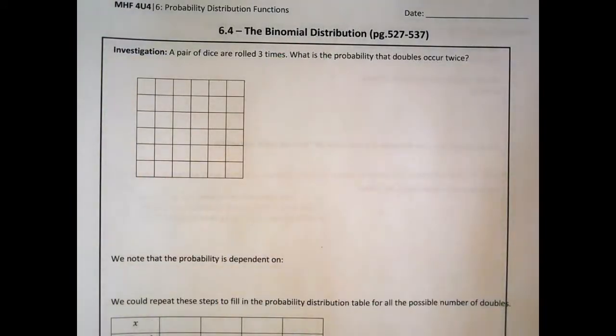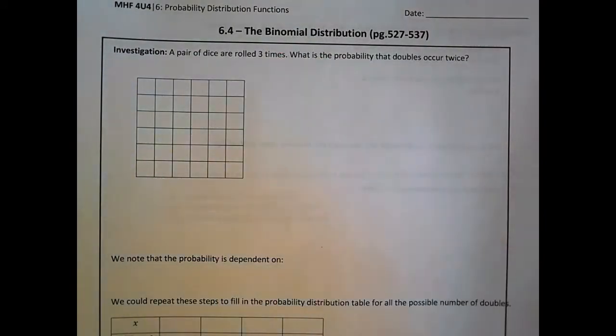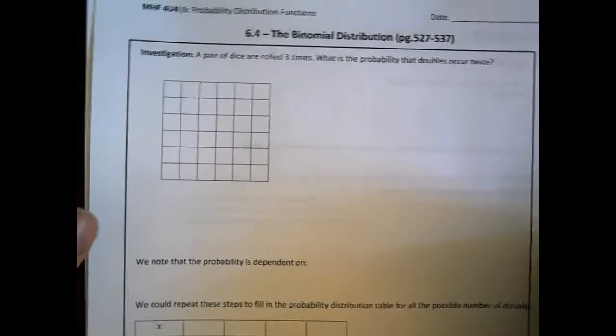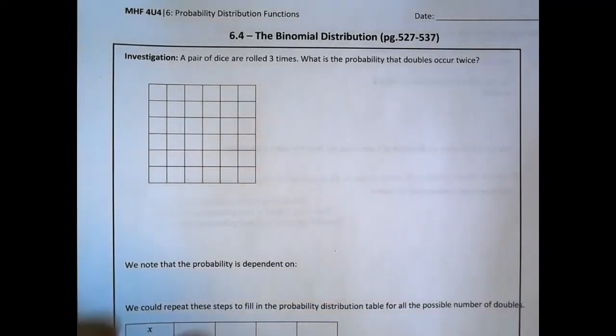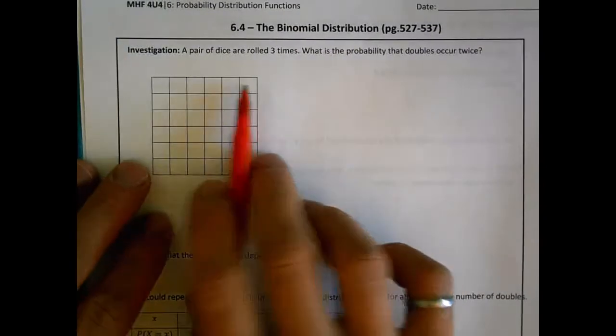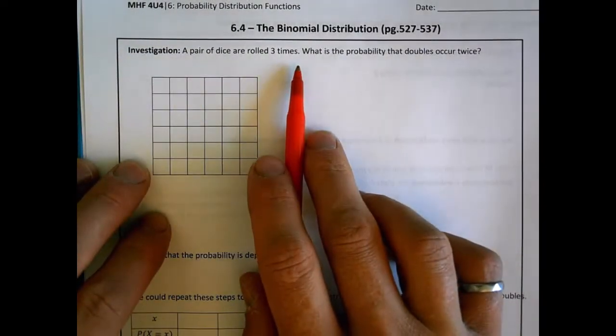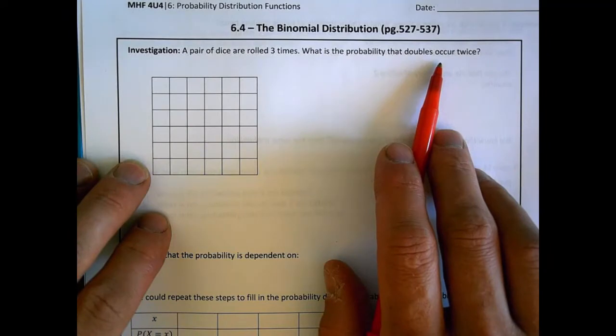This is a long lesson, so we'll try to divide it into two parts. The first part is sort of the proof. We're going to explain the background of the binomial distribution, and then we'll do a bunch of examples. So first, a pair of dice are rolled 3 times. What is the probability that doubles occur twice?